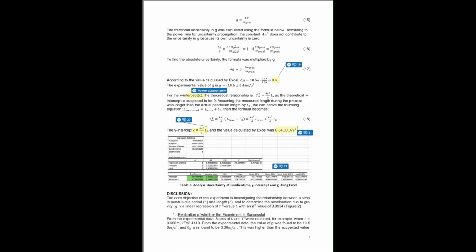The analysis correctly identifies that the experimental y-intercept, 0.04 plus or minus 0.07 seconds squared, is statistically compatible with 0. This is important. It indicates no statistically significant evidence of a constant systematic length offset. The discussion should emphasize this clearly.